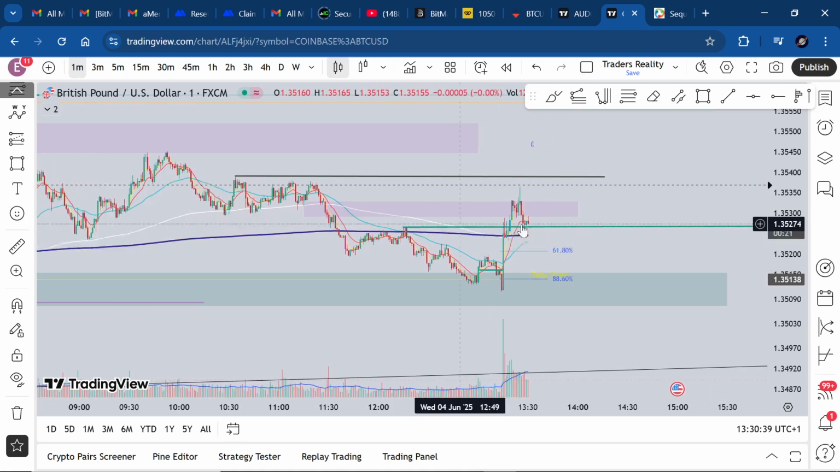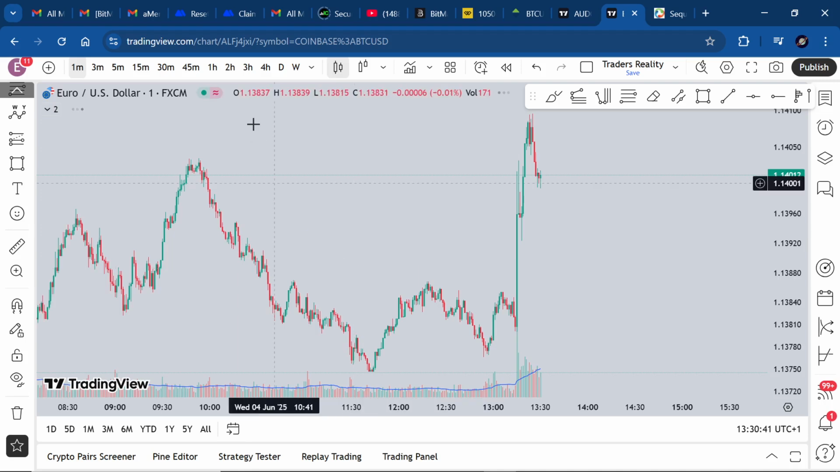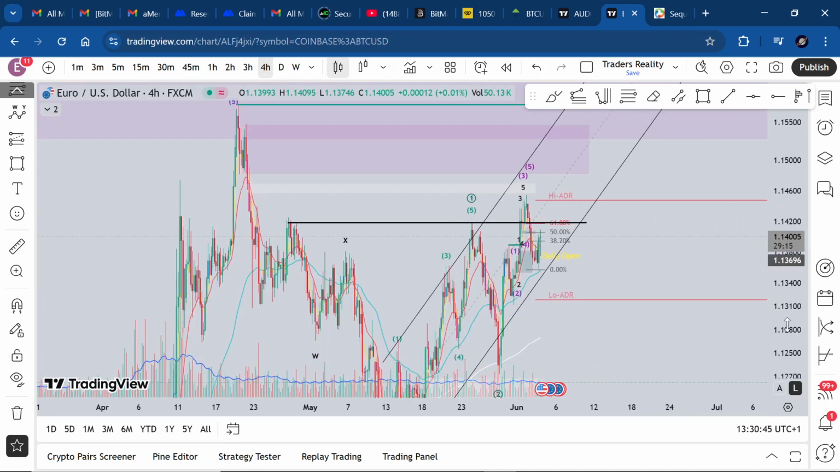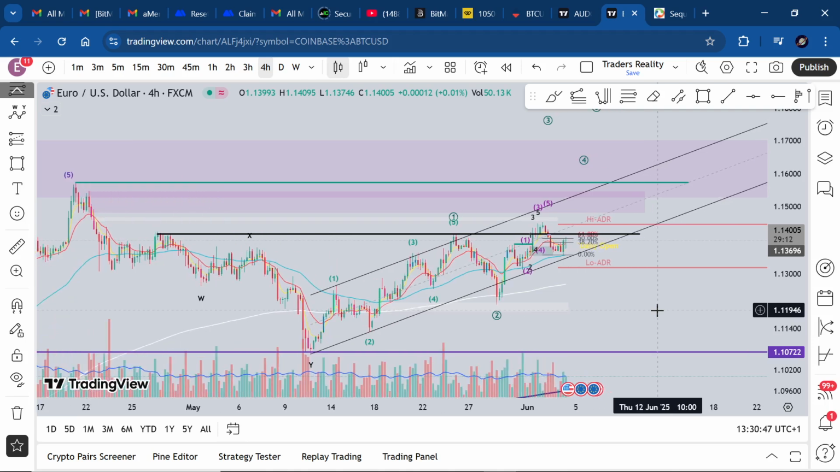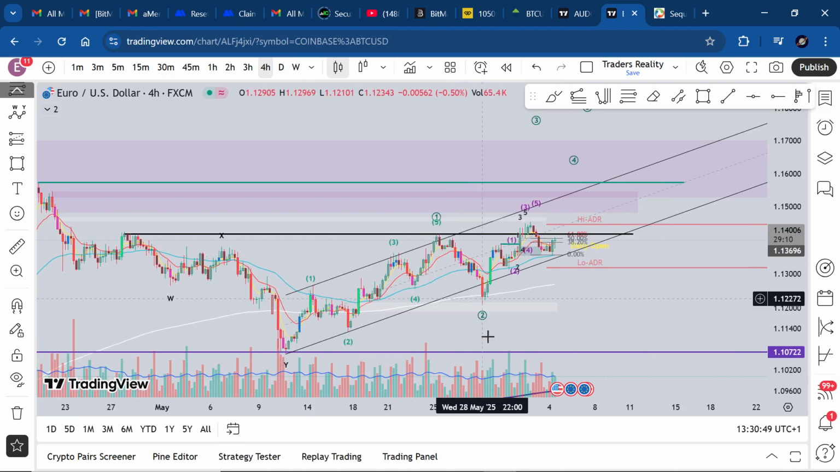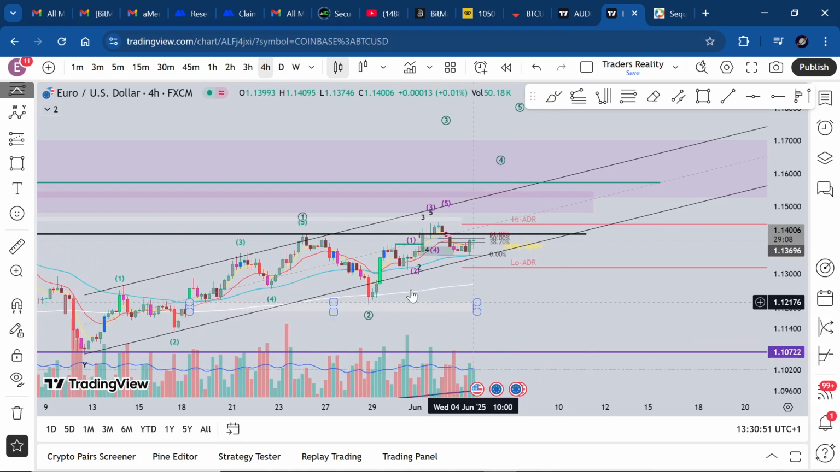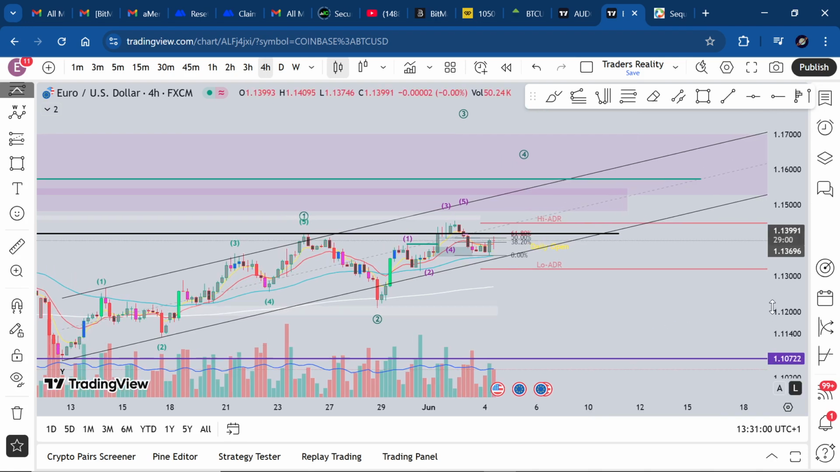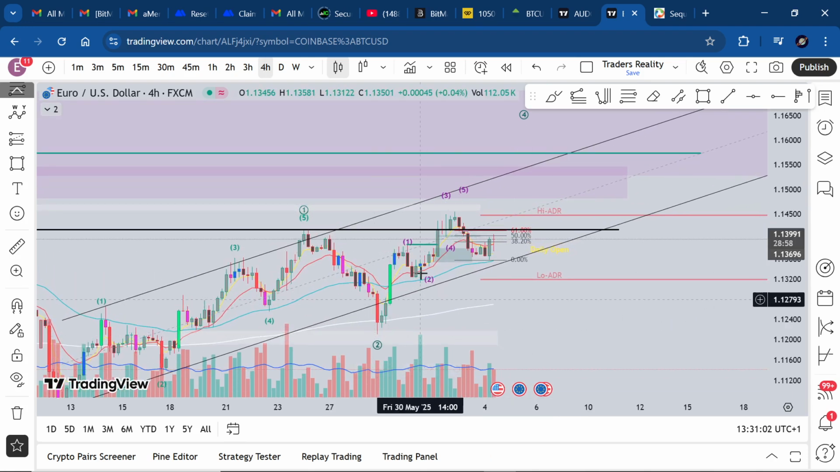And yeah, that's it. So we're going on to Euro USD. We'll jump onto the 4-hour time frame. Same thing for Euro USD. We've got a 1, a 2, and after that, it looks like we've potentially got another 1 and a 2.